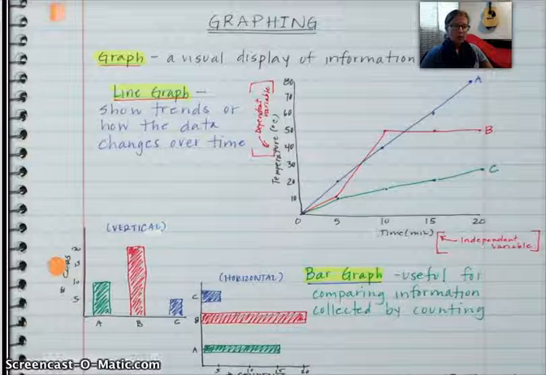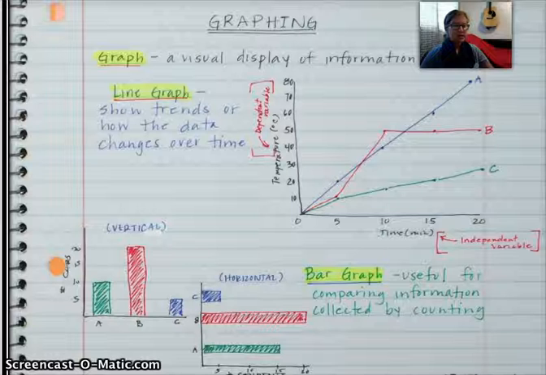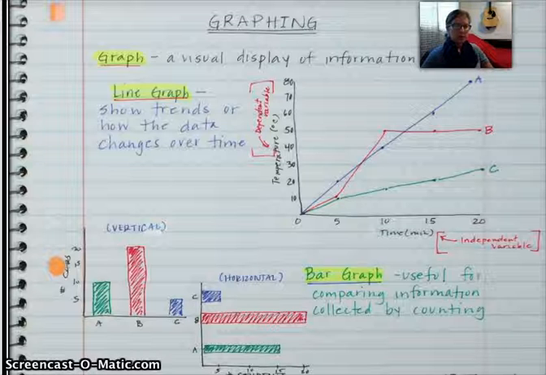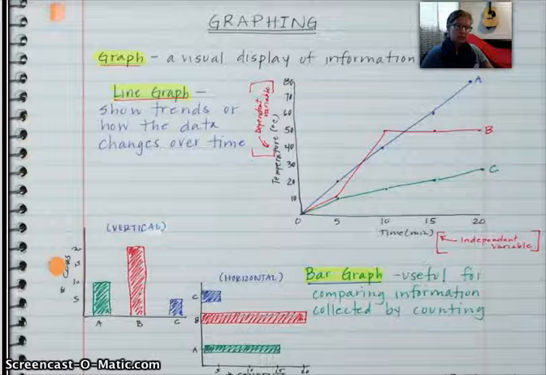So a line graph shows trends or how the data changes over time. And you'll notice in the x and the y axis, you have your independent variable and your dependent variable marked. You have a bar graph, which is useful for comparing information collected by counting. You notice how your bar graph can either be turned vertically or horizontally.